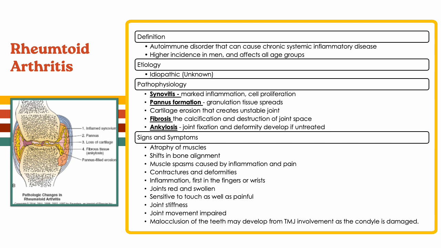As far as your signs and symptoms, we have the atrophy or decrease of muscles, you have the shift in your bone alignment, you have contractures, muscle spasms, inflammation in their fingers or wrists, but then it can travel down into other areas. You have red joints that are swollen and inflamed. You are sensitive to touch, painful when things touch you. You have joint stiffness, joint movement is impaired, and then you have even the malocclusion of your teeth, which would develop from TMJ involvement.